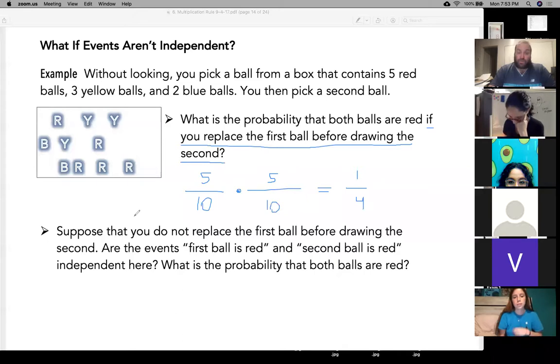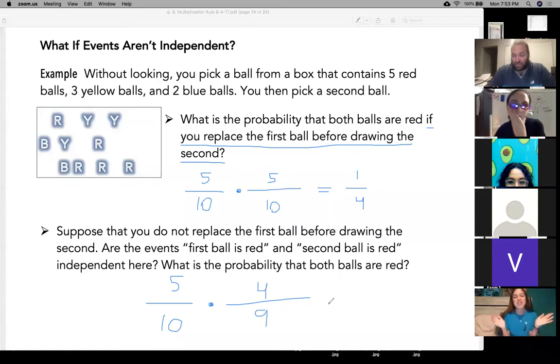Now, suppose you do not replace the first ball before drawing the second. Are the events first ball is red and second ball is red independent now? No, they are not. But again, I could still answer the question, what is the probability that both balls are red? Let's do the first pick. What is the probability the first one is red? 5 out of 10. Now remember, you're not replacing it. So what is the probability that the second one is red? 4 out of 9.